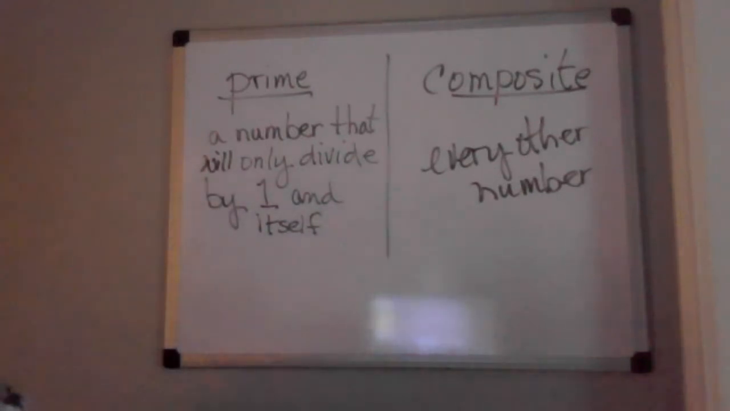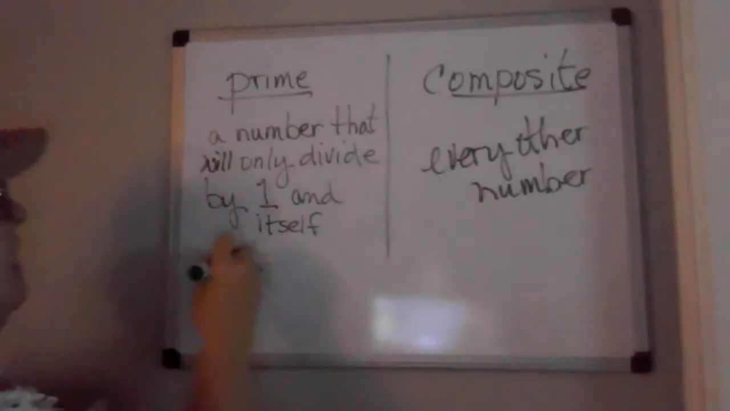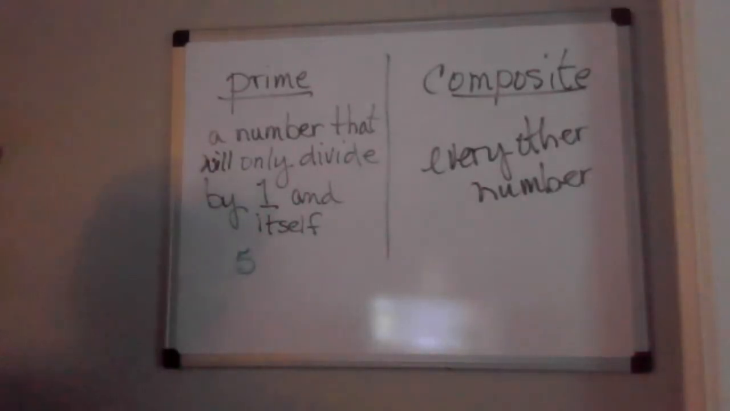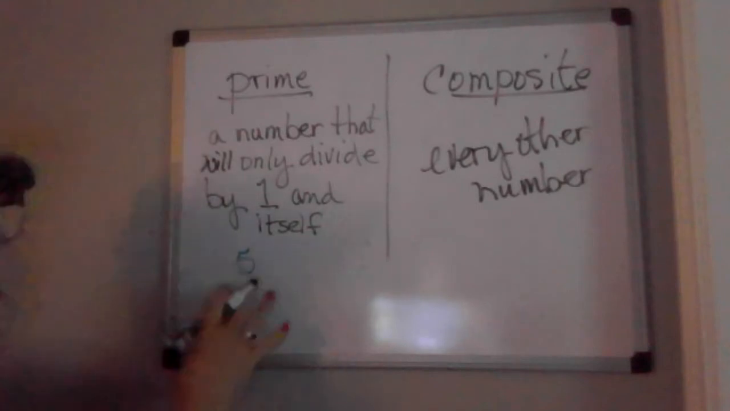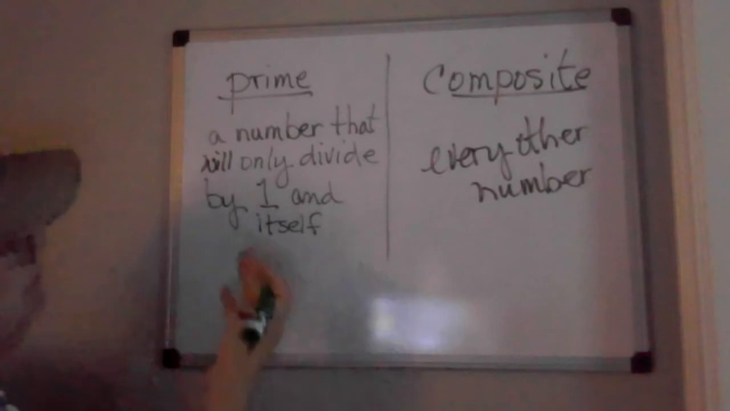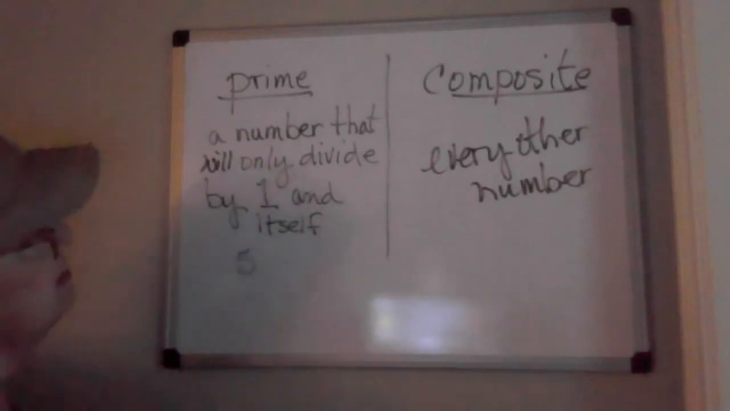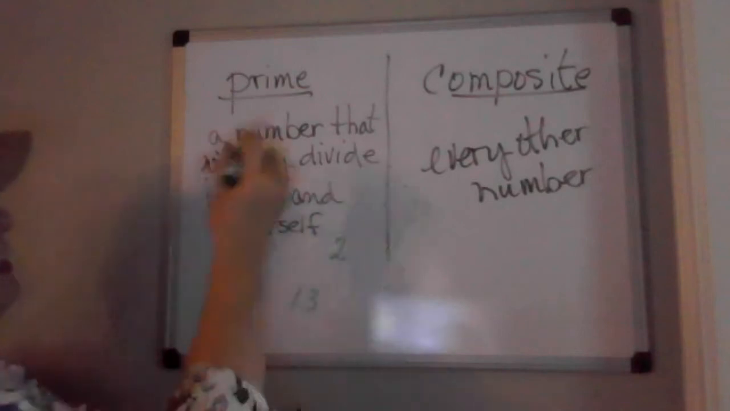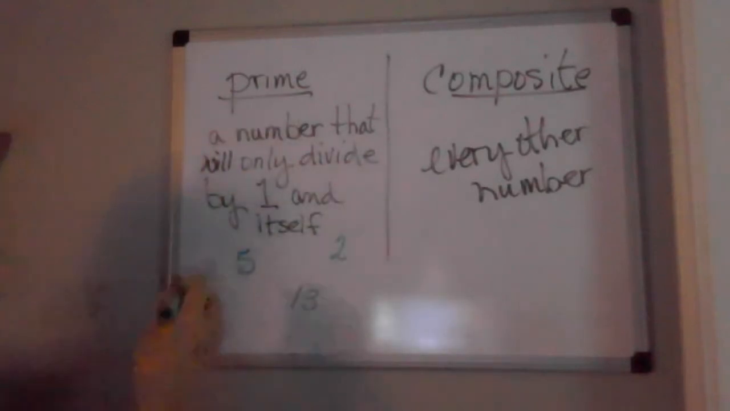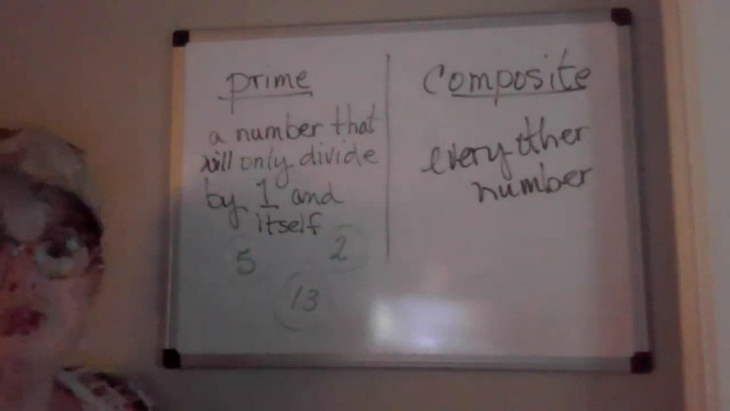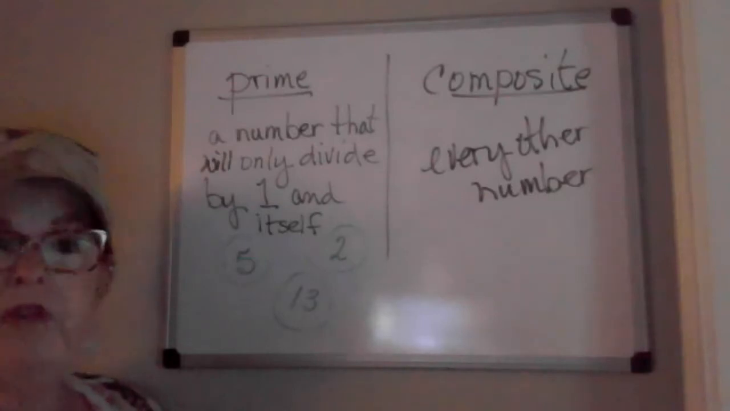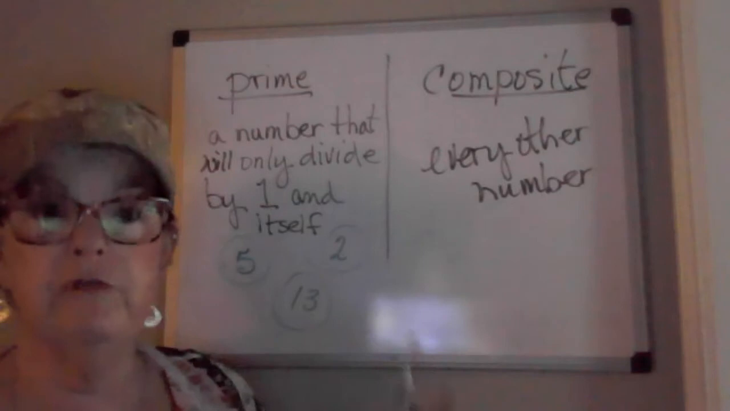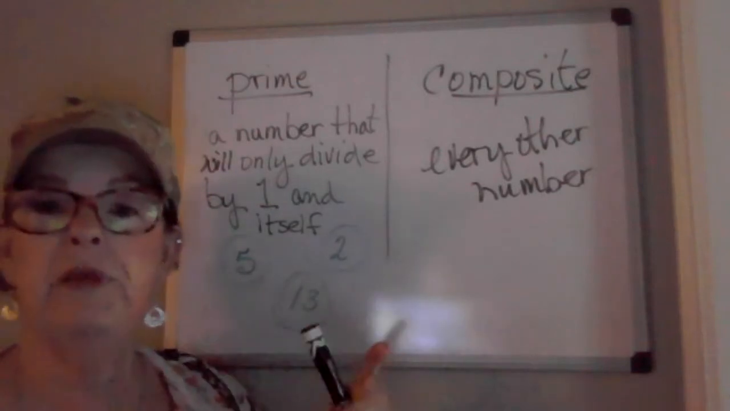Examples being 5. Because if you were going to find out all the numbers that would divide into 5, it would be 5 and 1. It doesn't divide by anything else. Same with 2, same with 13, and so on, okay? Any number that will only divide by 1 and itself is called prime. We will use primes later when we're doing factor trees and prime factorizations. So you need to know the difference between prime and composite, another basic, okay?